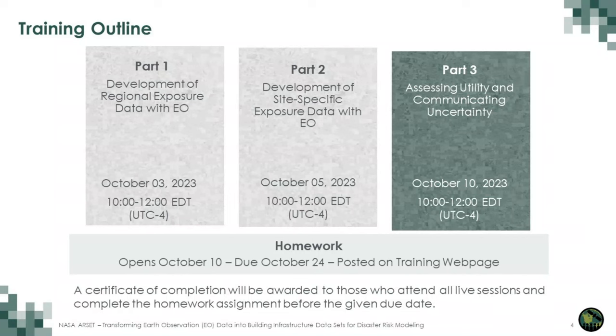And just to remind us a little bit of our journey here, in the past week, we've gone through parts one and two on developing regional exposure data, developing site-specific exposure data with Earth observations. So today in the final part, we're going to discuss assessing utility and communicating uncertainty.